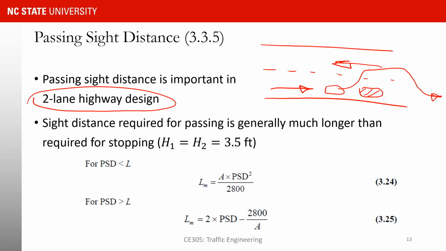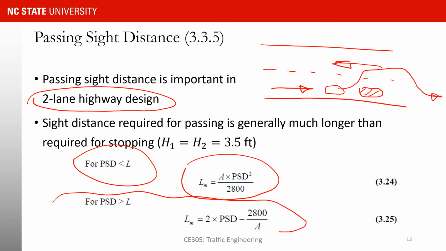So again, we have the same drill. First, you need to assume that PSD is less than L. For that, we have this equation that is here, A times PSD squared over 2800. If you make that assumption and then the L that you found was more than the PSD, then you're good. If not, you need to go and use this part of the equation.